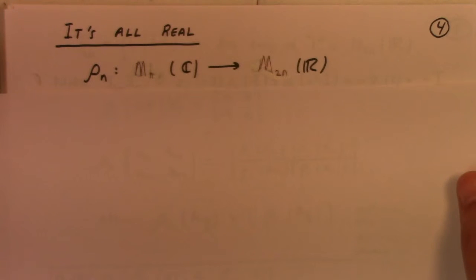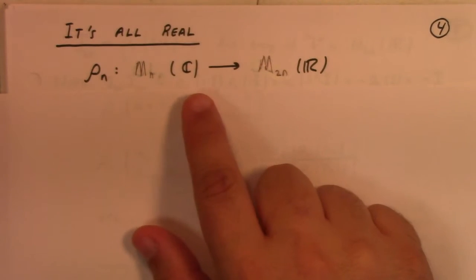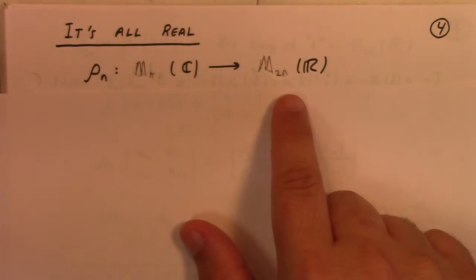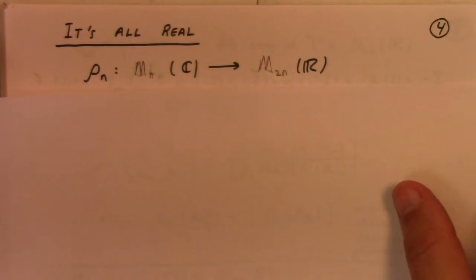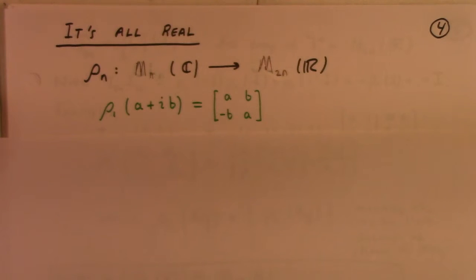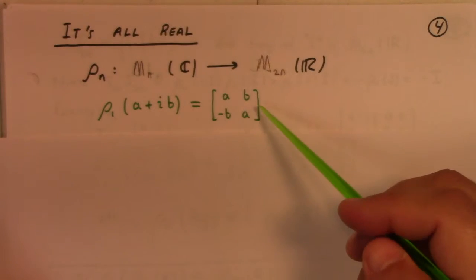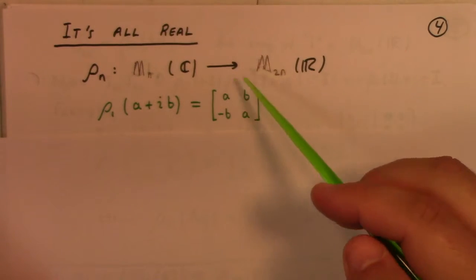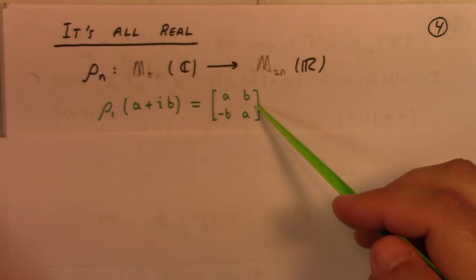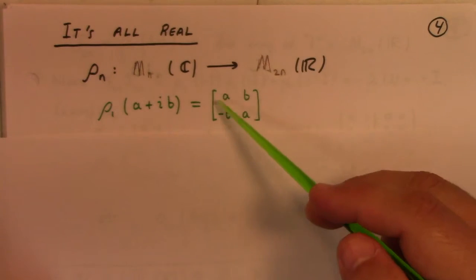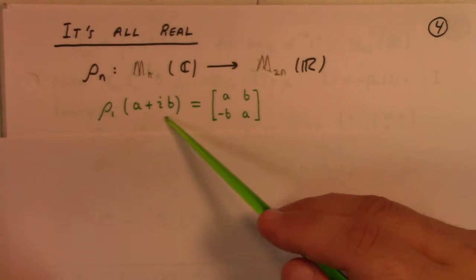So first of all, we can build this map from n by n complex matrices to 2n by 2n real matrices of a very special type as follows. To start with, the row 1 map trades this complex number for this 2 by 2 matrix. Here the multiplication of 2 by 2 matrices mimics, in fact encodes, the multiplication of complex numbers.